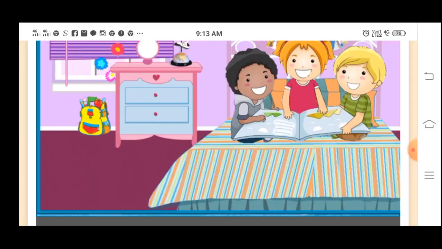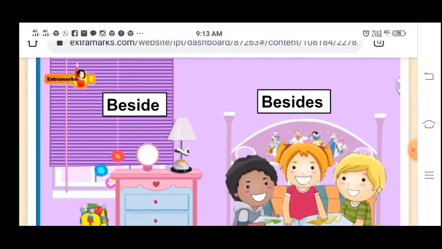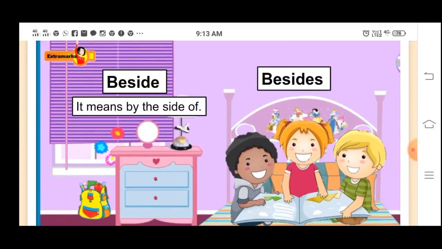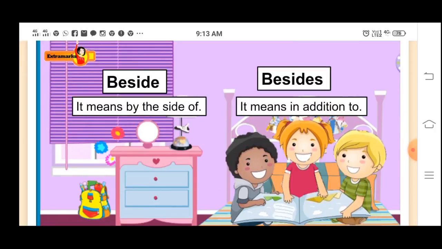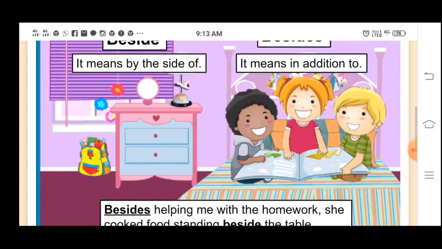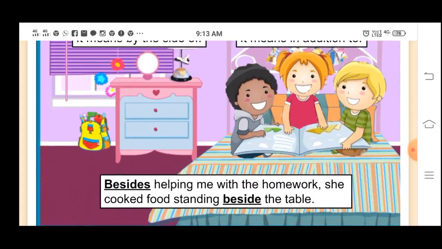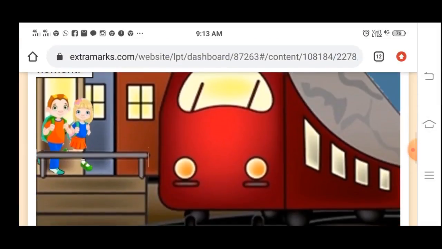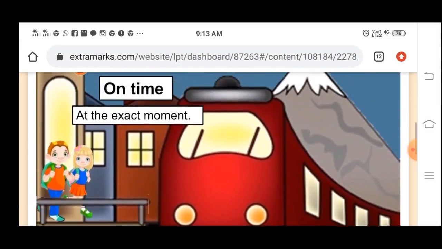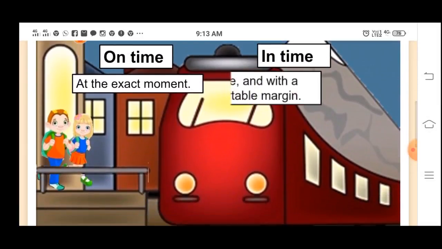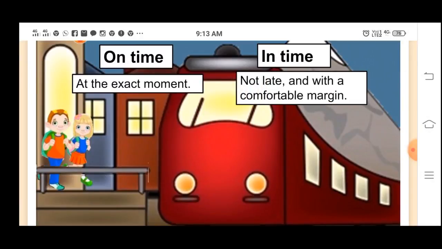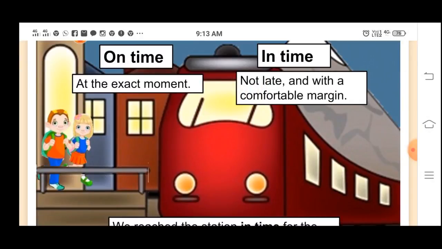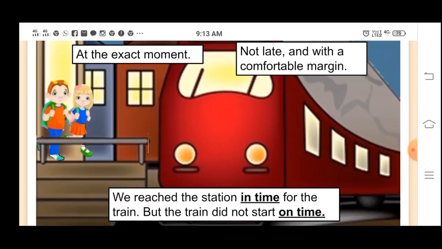Beside and besides. Beside means by the side of, whereas besides means in addition to. For example, besides helping me with the homework, she cooked food standing beside the table. On time means at the exact moment. In time means not late and with a comfortable margin. We reached the station in time for the train, but the train did not start on time.